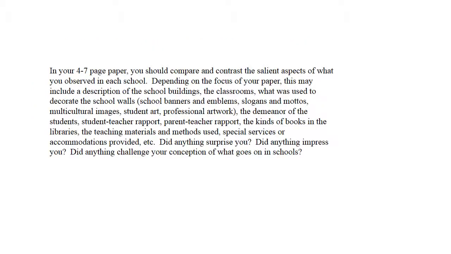In the syllabus, it goes on to read, in your 4 to 7 page paper, remember this is double-spaced, you should compare and contrast the salient aspects of what you observed in each school. Depending on the focus of your paper, this may include a description of the school buildings, the classrooms, what was used to decorate the school walls, school banners, emblems, slogans, and mottos, multicultural images, student art, professional artwork, the demeanor of the students, student-teacher rapport, parent-student rapport, kinds of books in the libraries, the teaching materials and methods used, special services or accommodations provided, etc.